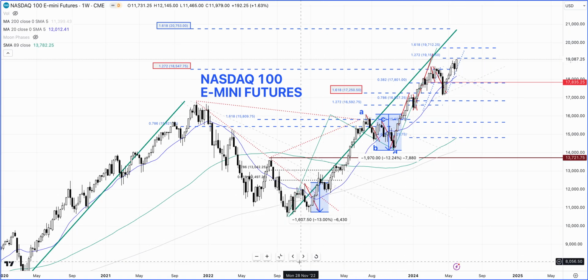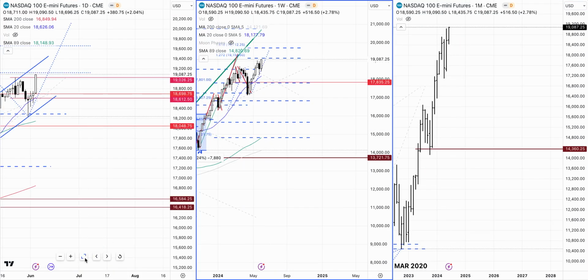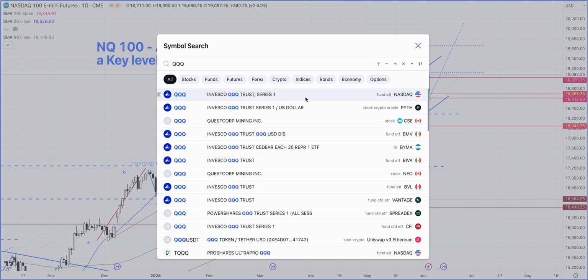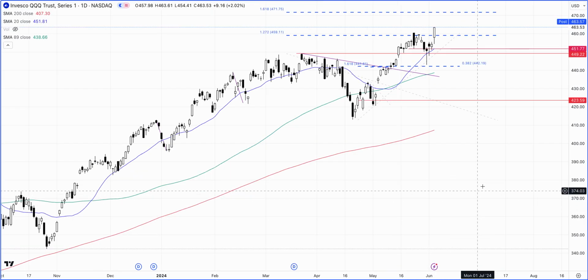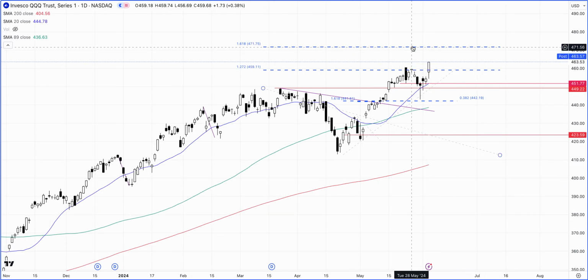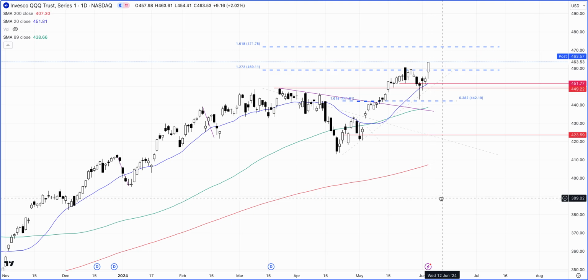Okay, now let's take a look at the QQQ, going back to the daily chart. So this is the daily chart of the Invesco QQQ Trust Series. Fantastic looking bar. I think we are going to 471, which is the 1.618 expansion. These are shorter term targets, by the way. So really interesting information about what is taking place here.